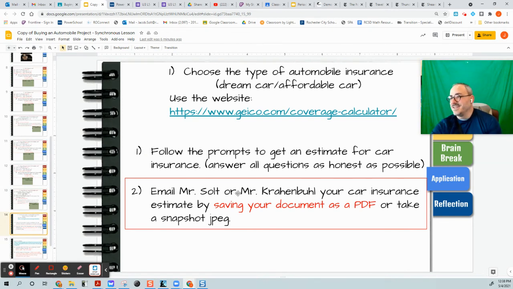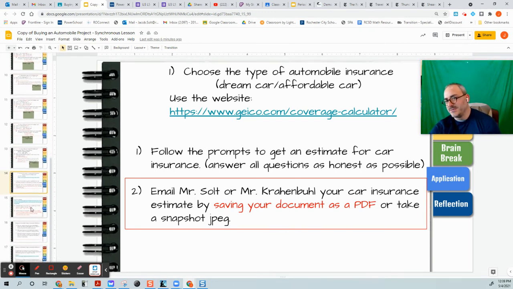Okay. All right. So this part here. So I got a little red box over it. You'll need to go on Geico and look for an estimate for your insurance. Just take a snapshot. It's probably the easiest way. If you must do a PDF, I guess you must. I would just take a snapshot.